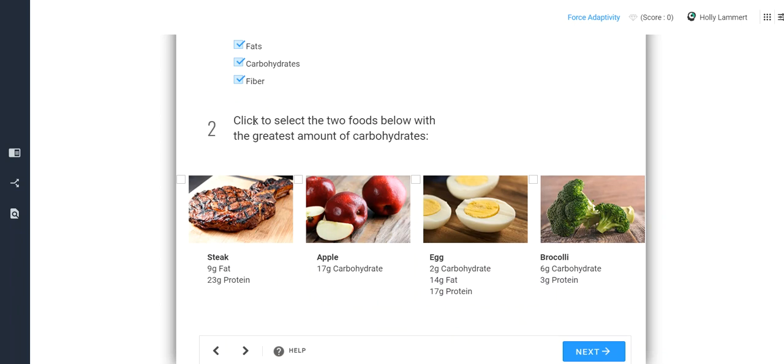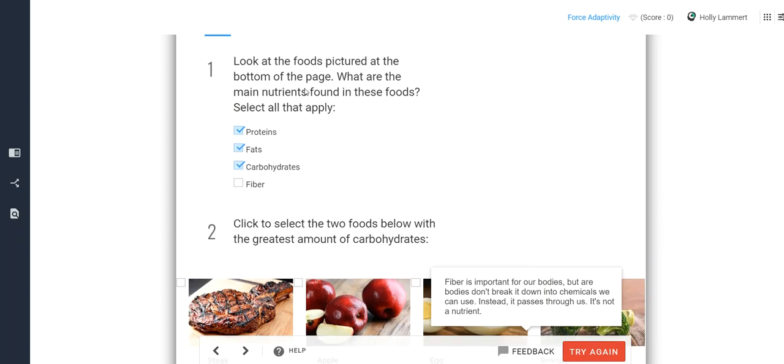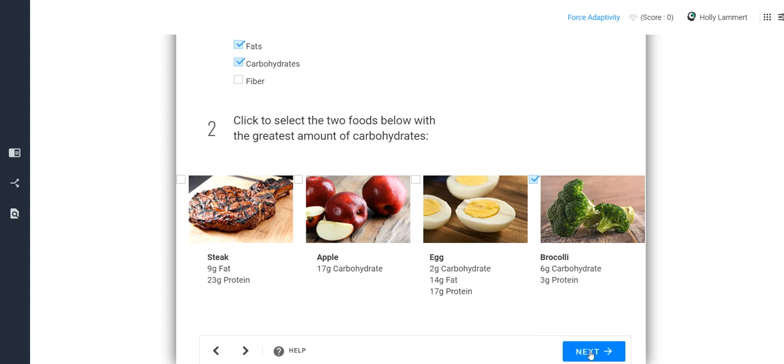Then our second question here is to select the two foods below with the greatest amount of carbohydrates. So if we scan, which one has more carbohydrates? Eggs or broccoli? Broccoli. Next. Okay, so now we're learning fiber is important for our bodies, but our bodies don't break it down into chemicals we can use. Instead, it passes through us. It's not a nutrient. All right, there we go. Now we know.